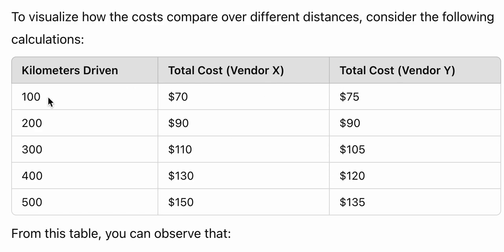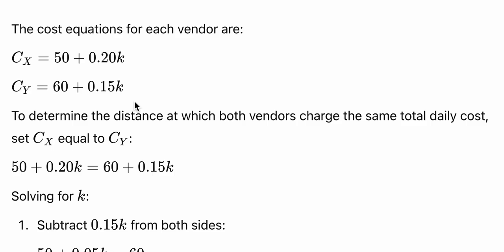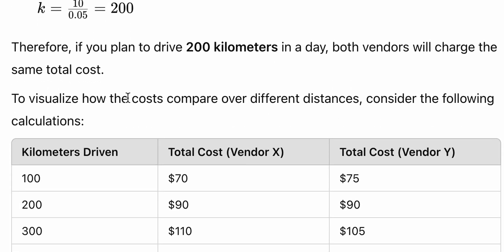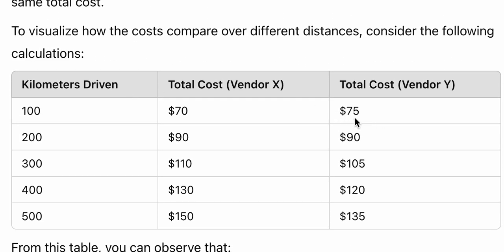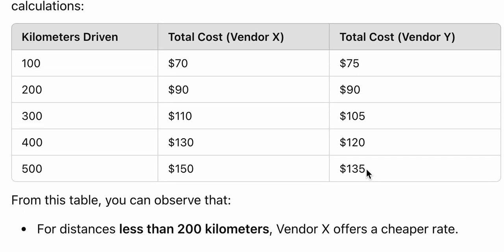Similarly, you substitute 100 in equation 2, which is vendor Y: 60 plus 0.15 times 100. That would be 60 plus 15, which is 75. When it is 200, you end up with 90. When you're driving 300 kilometers, you get 105. When you're driving 400 kilometers, you get $120. And when you're driving 500 kilometers, you end up with 135.